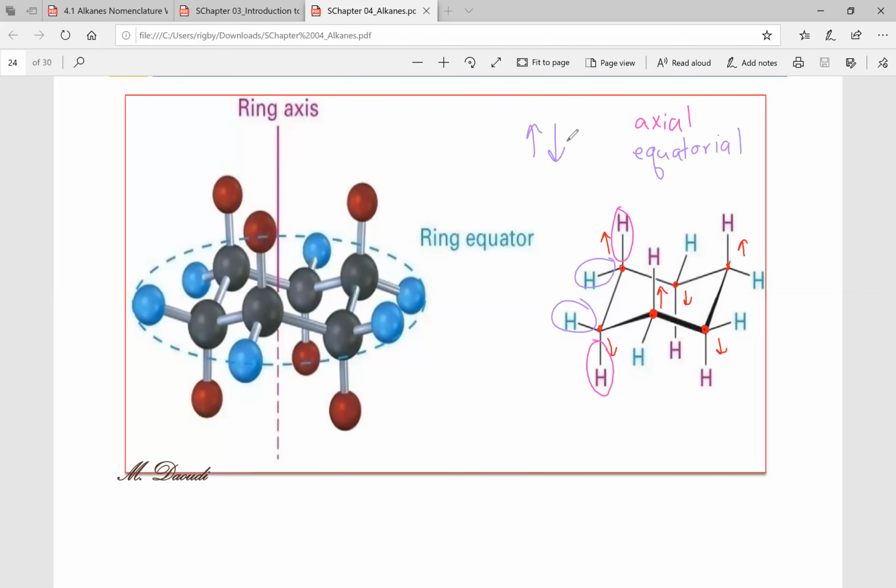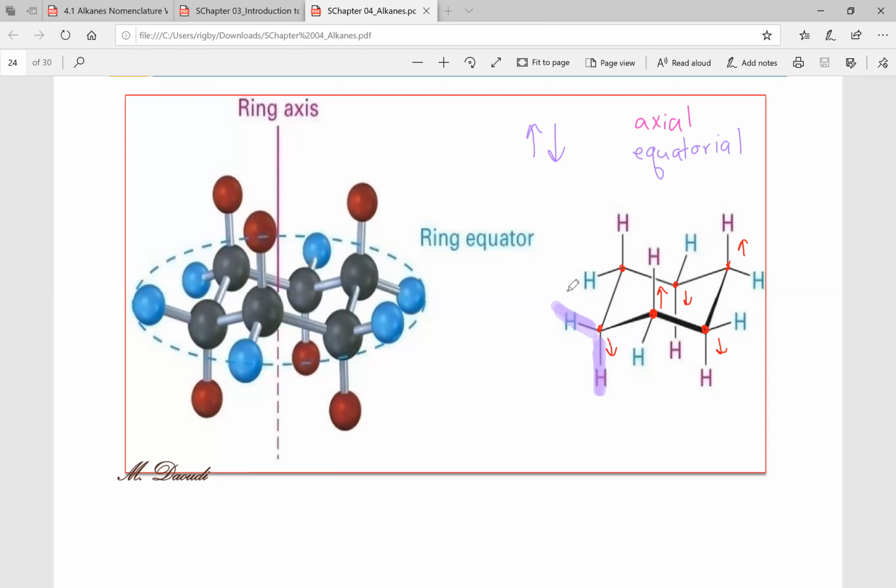Like we can see here in this front carbon that's down, we have a down axial and an up equatorial. Does that make sense so far? I'm going to assume yes. I keep asking that, but no one's going to answer because they don't want to be recorded, and that's totally fine. But anyways, this one has an axial down, this one has an equatorial up.